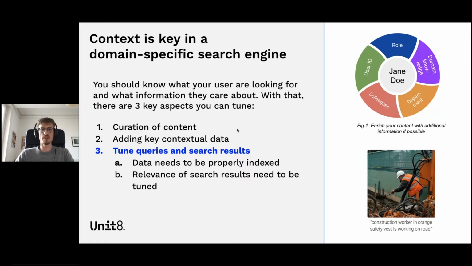Aspect number 2 is that we can add key contextual data. So suppose you're building some search engine to find people in your organization. You have the different people, but you can augment these documents with a lot of extra information that maybe are in some other databases. Like you can know the role of these people, which department they work with, maybe all their user IDs, their colleagues. And then if somebody is searching for people in a given role, then you can show up results for Jane Doe, for example. So that's something fairly easy to do, and that brings a lot of value.